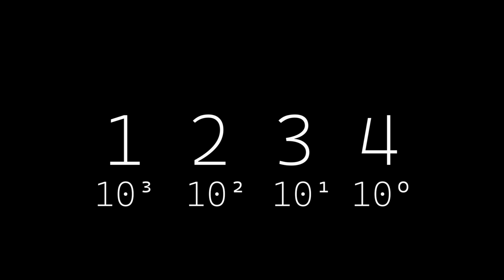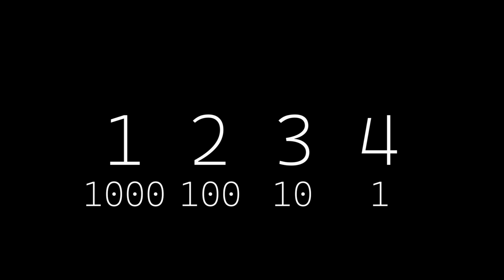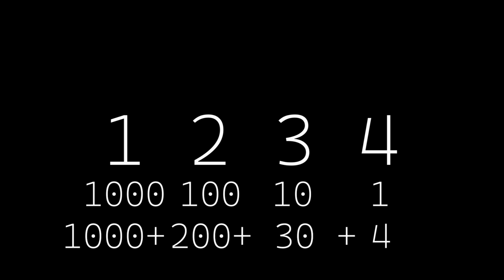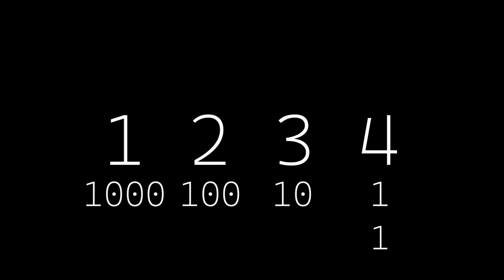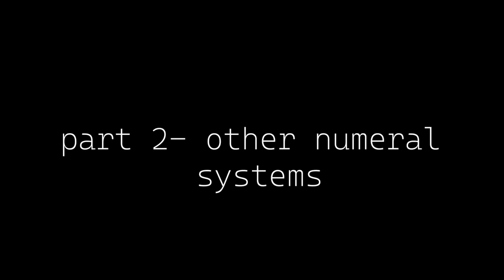Let me fill in the results of the multiplication. The digit we put in each cell represents how many we want of the cell's value. So 1234 means we want 4 ones, 3 tens, 2 hundreds, and 1 thousand, which together sums up to 1234. That was the decimal system. But what about the other systems?